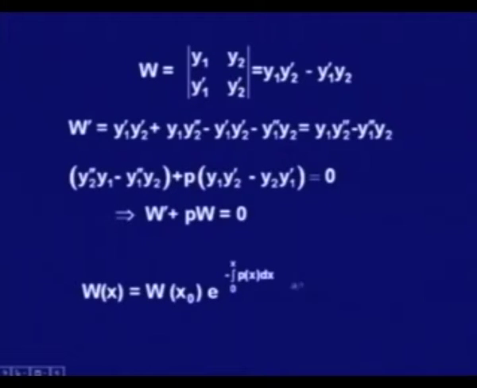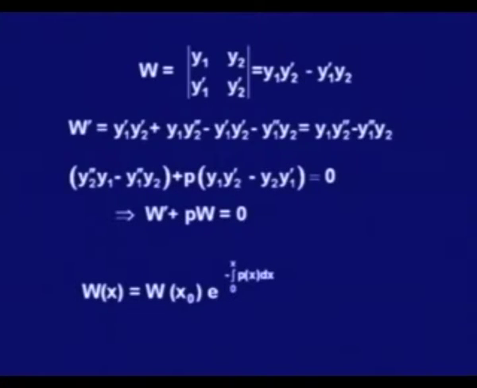So, this is what we are getting as a solution, and this is what Abel's theorem says. From here, the result is that if W at some x naught is not 0, then W(x) will never be 0, since the exponential part will never be 0 for any value of x. That says for linearly independent solutions, I require W(x) to be not 0 at only a single point, while when they are linearly dependent, it would be 0 for all x.